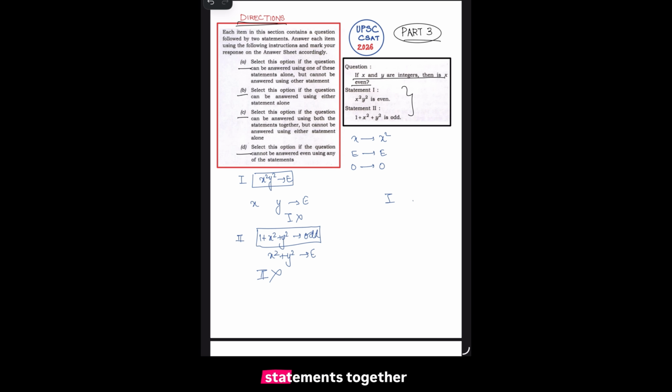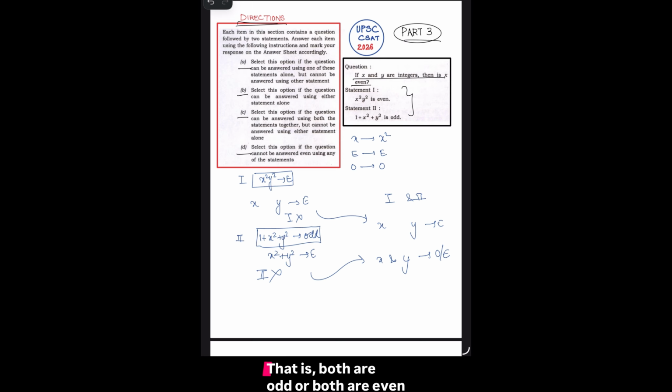Now let us combine both these statements together. So from statement 1 we got that at least one of x and y must be even. And from statement 2 we got that both x and y are of the same odd even nature. That is, both are odd or both are even. So the only possibility that satisfies both these conditions is that x and y are both even. So x is definitely even if both these statements are true. Therefore, both statements together are sufficient to answer the question. Hence, the correct answer is option C.